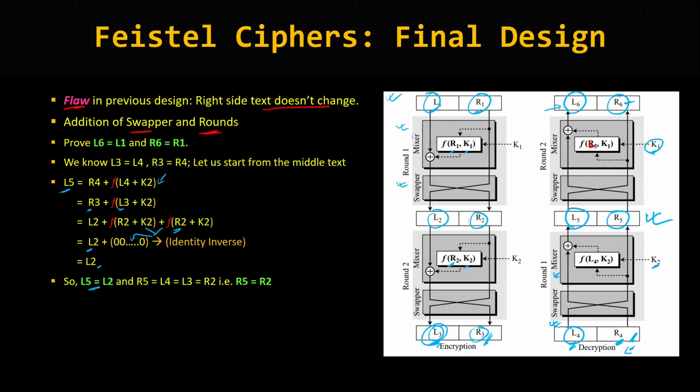Now, this R5, okay, this is equals to this L4, right? So this R5 is equals to this L4, and then this L4 is equals to this L3, and this L3 is equals to the R2. So R5, L4, L3, R2. So that is how we can prove R5 is equals to R2 as well.